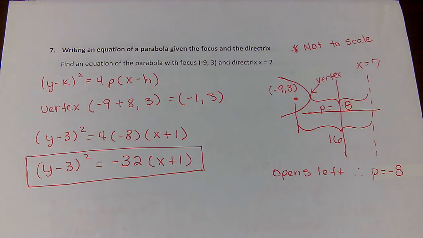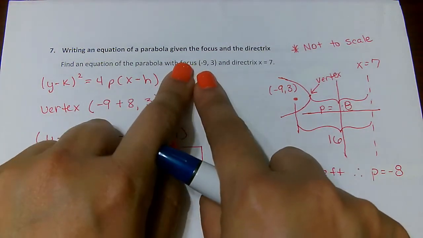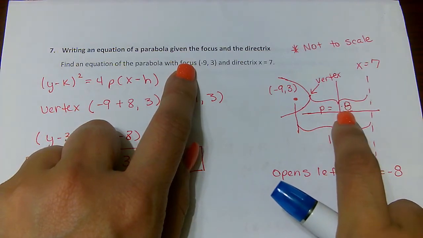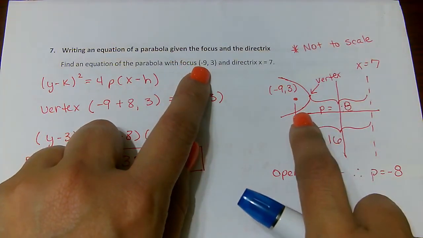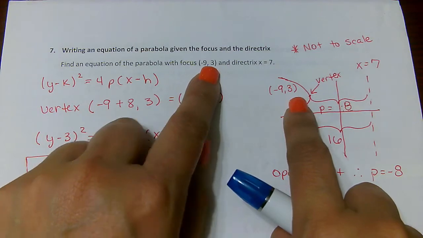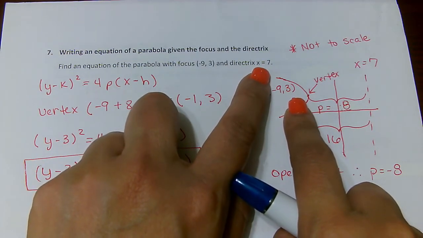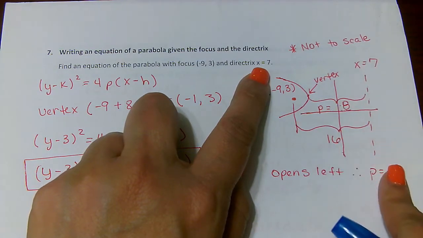Number 7. Number 7 says to write an equation of the parabola given the focus and the directrix. So in this case here we have our focus, which I went ahead and drew on the graph here. So here is my 0, 0. I went back 9 and up 3. I know the directrix is x equals 7, which means that this is going to be a vertical line.